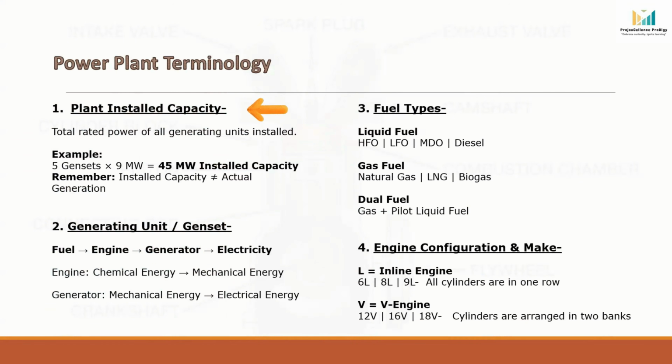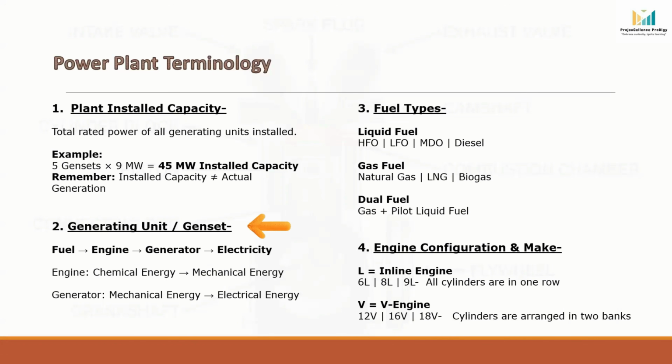Plant installed capacity. Installed capacity means the total rated power of all generating units installed in the power plant. In our example, we have 5 gensets and each genset is rated at 9 megawatts. So 5 into 9 becomes 45 megawatts. Therefore, the installed capacity of this plant is 45 megawatts. But remember, this doesn't mean the plant will always generate 45 megawatts. It only tells us the total rated capacity which is installed in the plant.